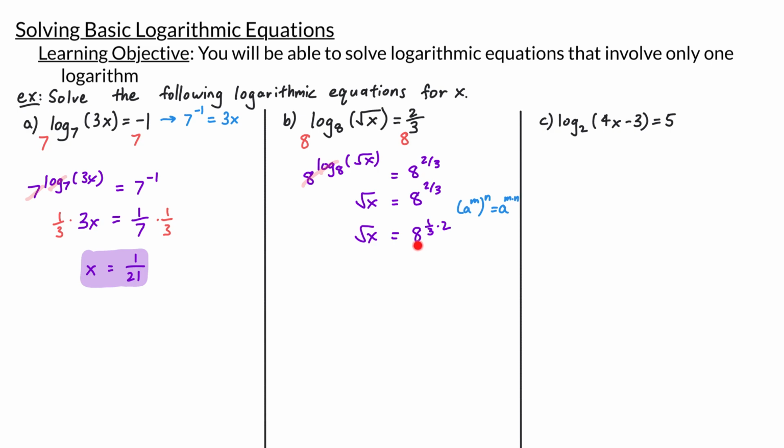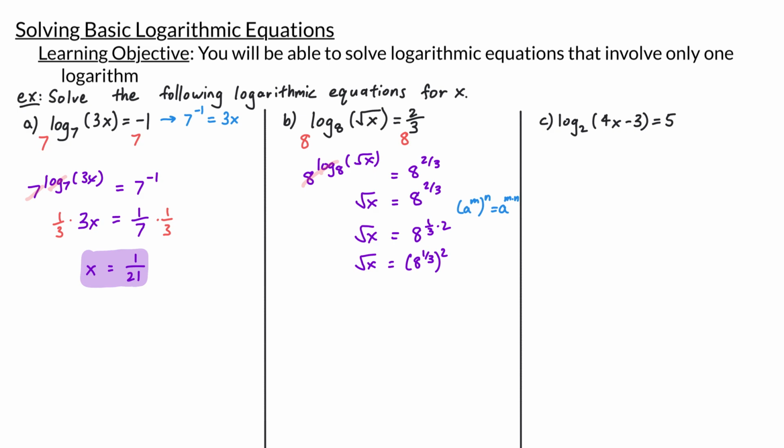What we see here, 8 to the power of 1/3 times 2, is like the right-hand side here. And what we're going to do is rewrite it so that it looks like the left-hand side. So what do we have? We have square root of x on the left-hand side, and we're going to think about the right-hand side as 8 to the power of 1/3, and then this whole thing squared.